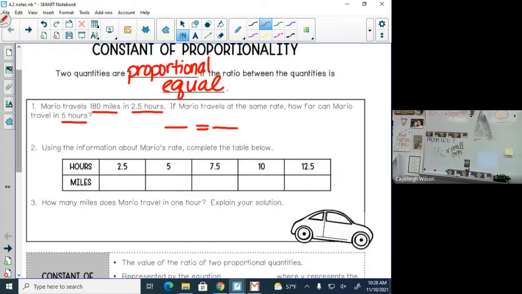All right, so you should have put, we're not solving it yet, 180 over 2.5 because that was the first sentence as your first fraction. Now here's my question. What is the label on the 180? Miles. So that's miles over, what's the label on the 2.5? Hours. Now, here's my question. How far can they travel in 5 hours? So when I put the 5, on the top or the bottom? Bottom, because I put hours on the bottom of the other one, so hours go on the bottom of the other one.